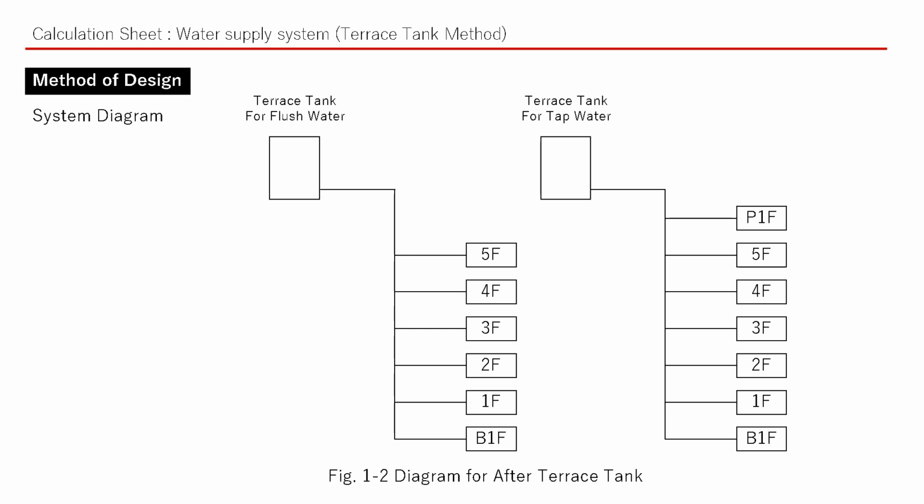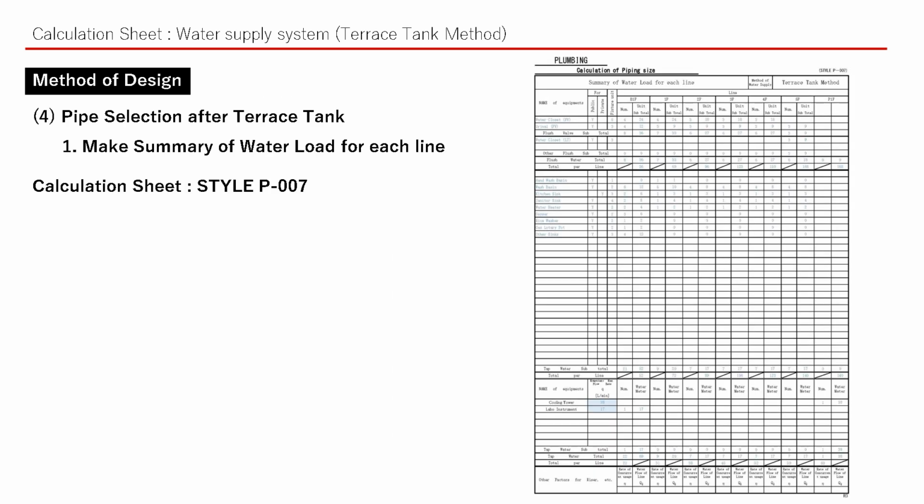Next we will proceed to calculate size of piping after terrace tank. This time we will make calculation sheet as per the following diagram. We consider two types of line, the tap water and flush water. Before selecting piping size, we make summary of water load for each line by calculation sheet P007. We make summary for load calculation for flush water.